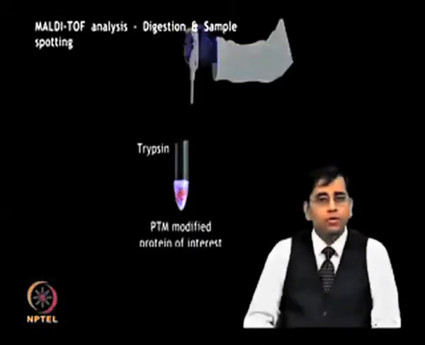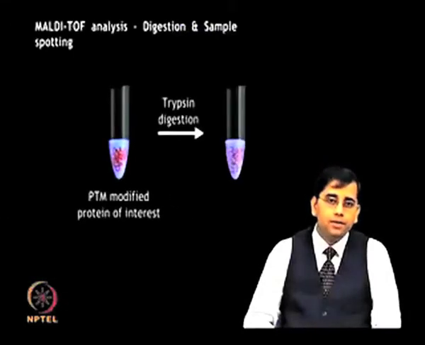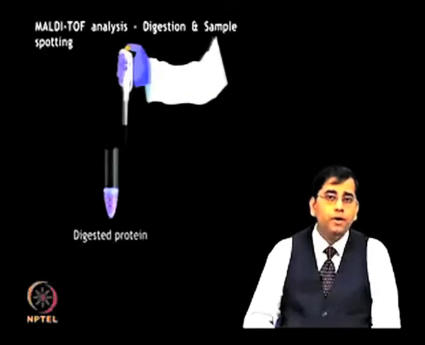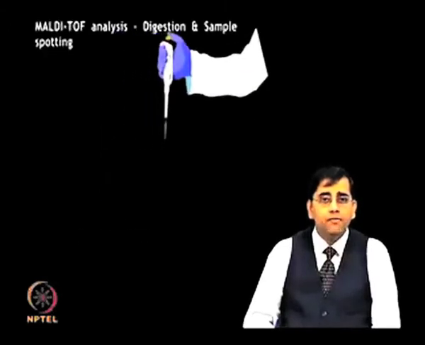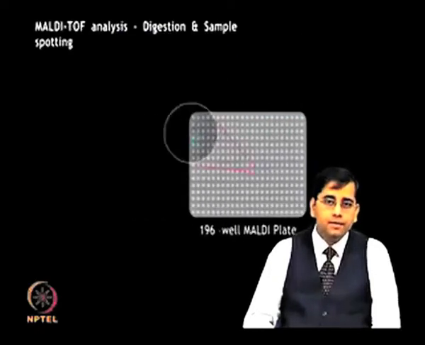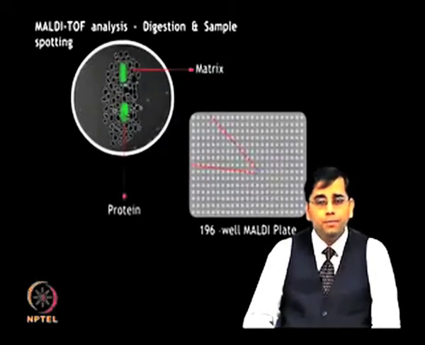PTMs can be detected by means of mass spectrometry due to the unique fragmentation patterns of phosphorylated serine and threonine residues. The modified protein of interest is digested into smaller peptide fragments using trypsin. This digest is then mixed with a suitable organic matrix such as alpha-cyano-4-hydroxycinnamic acid, sinapinic acid, etc., and then it is spotted onto a MALDI plate.